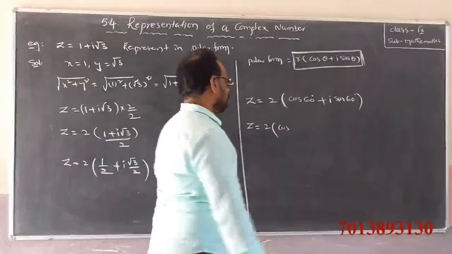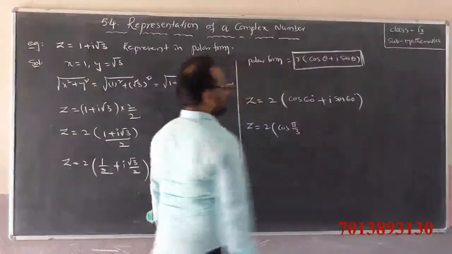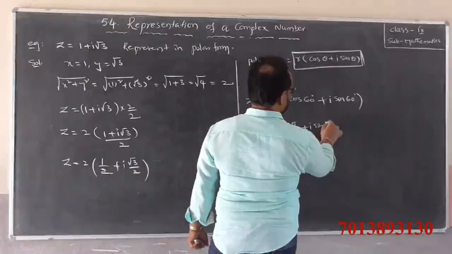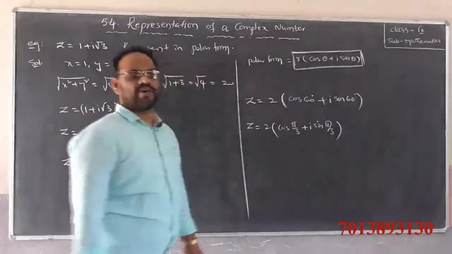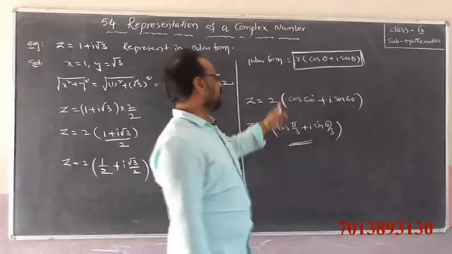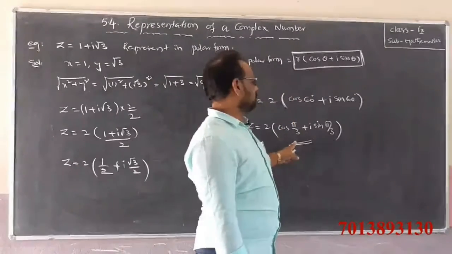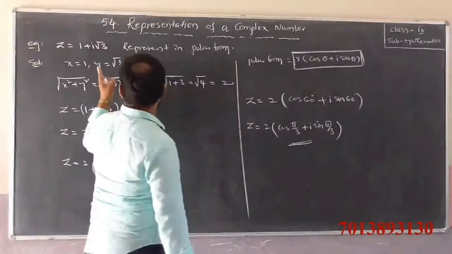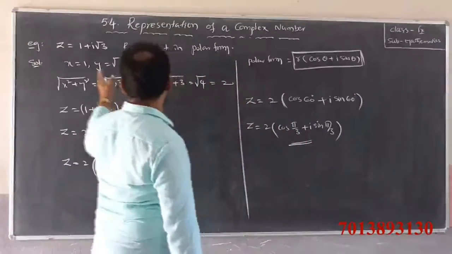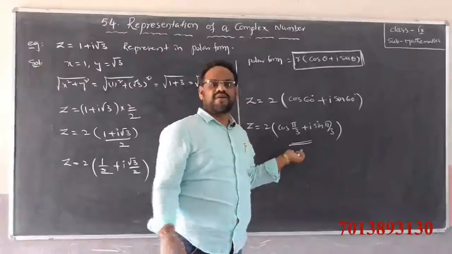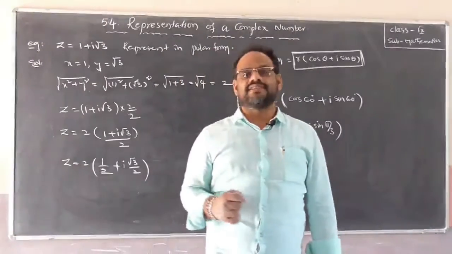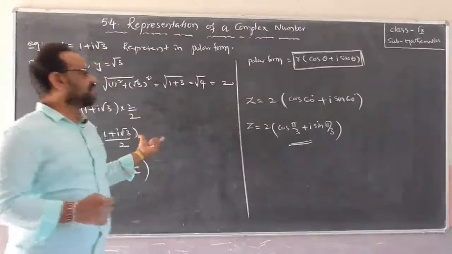Converting into radians, pi by 3 is 180 by 3, which is 60. So z equals 2 times (cos pi by 3 plus iota times sin pi by 3). This is called the polar form. So z is equal to 1 plus iota times root 3, and we convert it into r times (cos theta plus i sin theta). That is the geometrical form. Polar form is nothing but r into cos theta plus i sin theta.